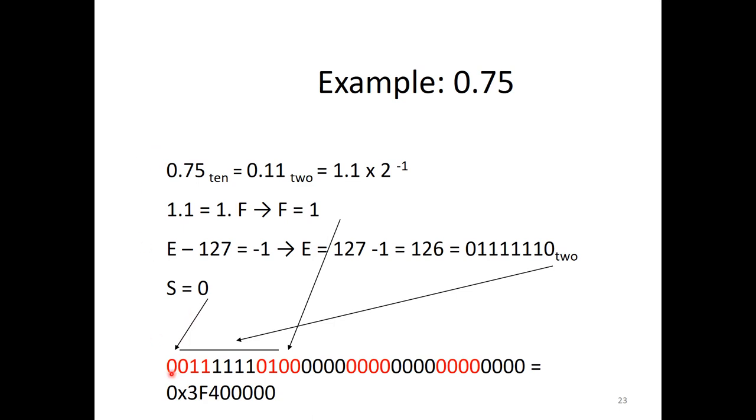So the number will be written as 0, then the exponent 01111110, and then the significand, which is 1000..., because for 1.1 you just write 1 and the rest of them are 0. In the hexadecimal system, I grouped them into 4: 1, 2, 3, 4, 5, 6. So this is 5 zeros, then this is 4, this is F, and this is 3. On computers, the number will be written as 0x, which means this is a hexadecimal number, and the value is 3F400000. So 0.75 will be written on a computer like 3F400000 in a 32-bit system.